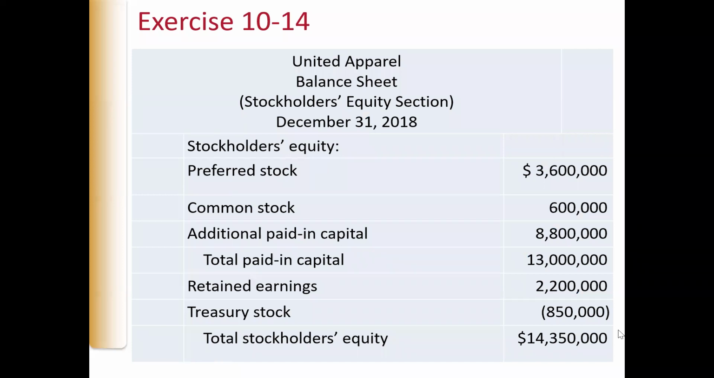So if we look, we will see the preferred stock plus the common stock plus the additional paid-in capital plus the retained earnings minus the treasury stock gives us our total stockholders' equity.